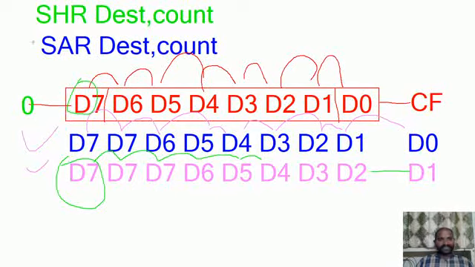But in case of the SAR, the MSB is going to be retained as it is, and a copy of the MSB is right shifted on every shifting operation. So how many times is this shifting going to be done? That purely depends on the count value. So this is about the shift instructions.